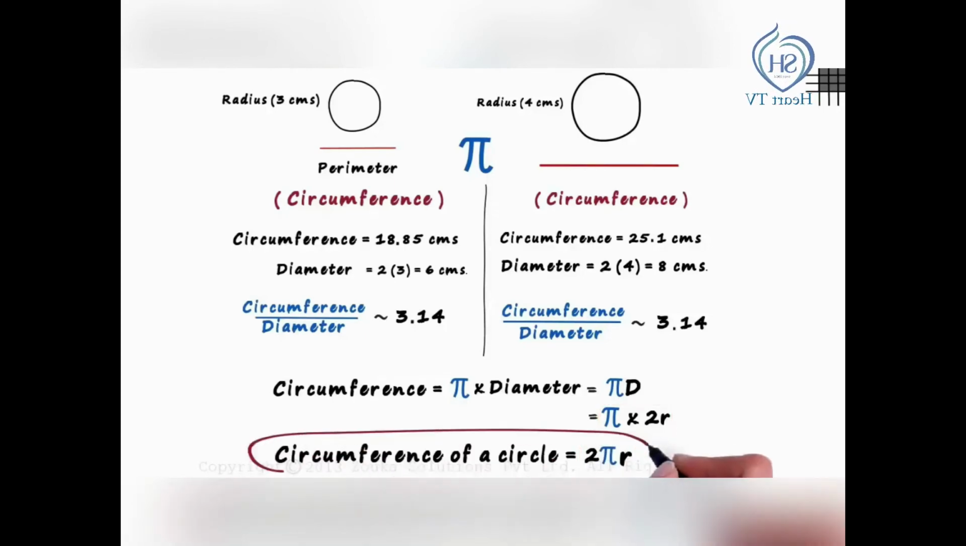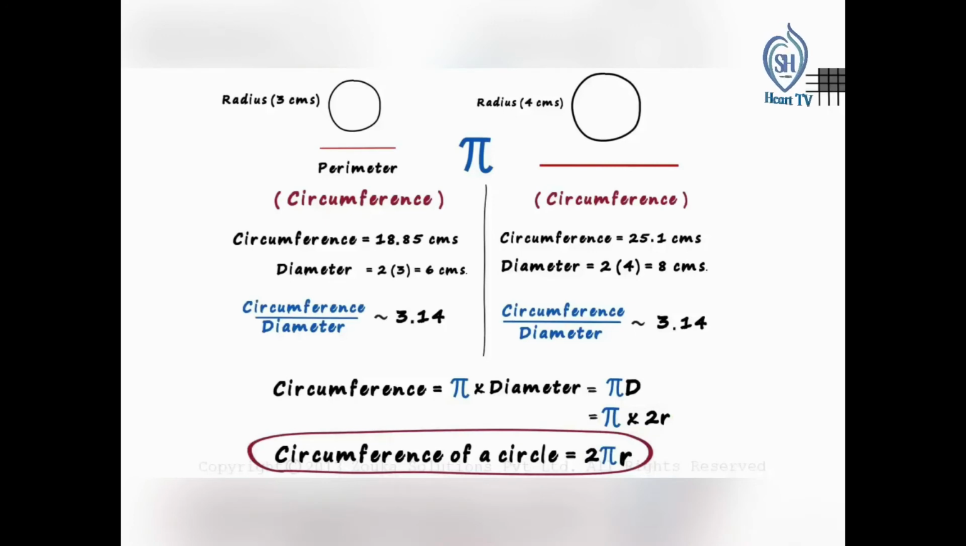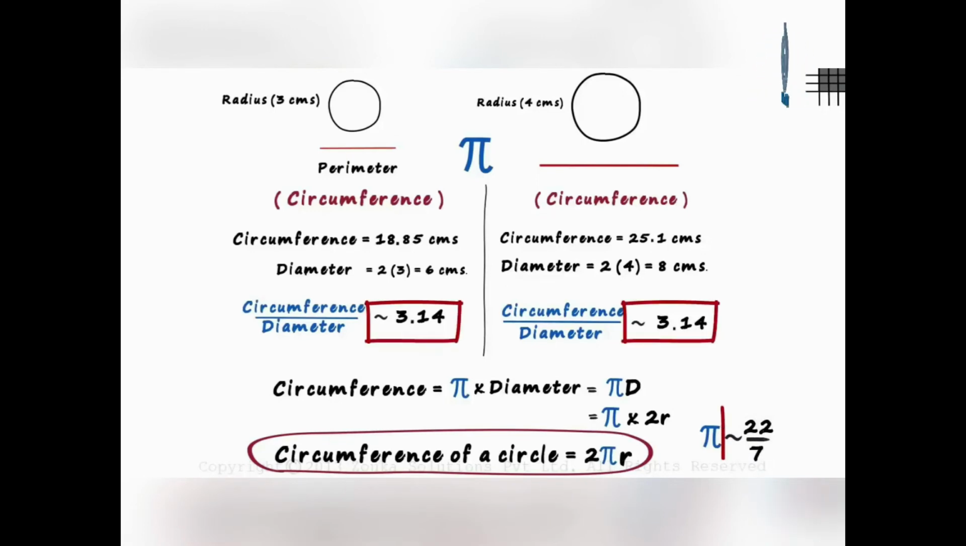This is a very important formula as it gives us the value of circumference even if you just have the radius of the circle. There's another important thing about the special constant pi. We get the same value if we divide 22 by 7. So the value of pi approximately equals 3.14 or 22 by 7.